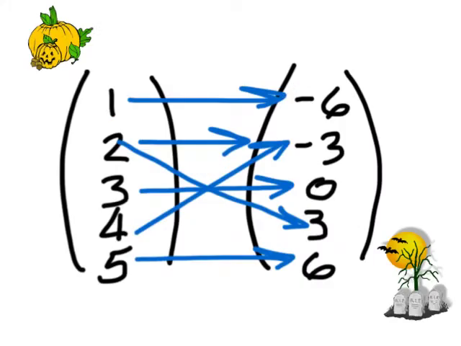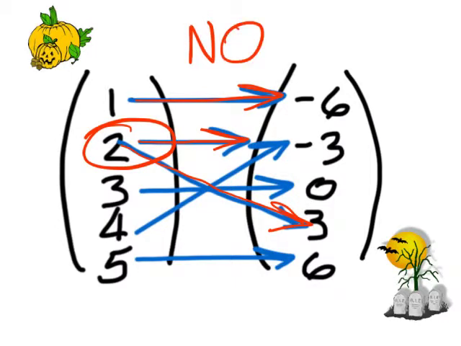Example number 4. In this case, we have 1 pointing to 6. But when we get to 2, we have 2 pointing to negative 3 and 2 pointing to positive 3. You cannot have that. That means this is not a function. The answer would be no.